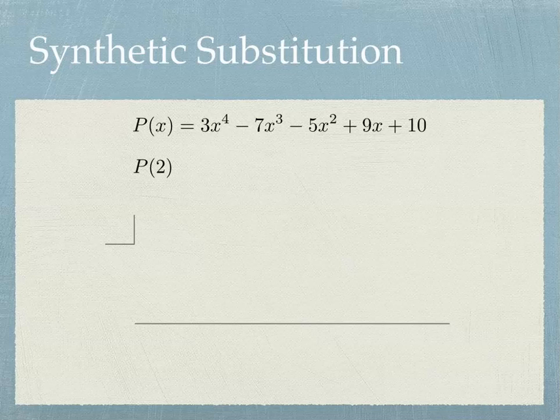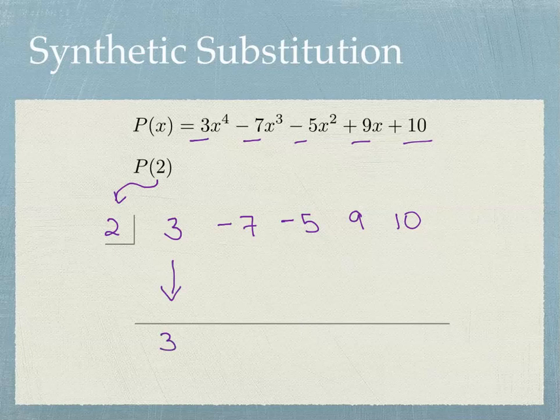So if I want to find p of 2, I'm going to put 2 into this little box right here. And then I'm going to line up the coefficients of this polynomial in order. I'm going to pay attention to the signs. So I'm going to say 3, -7, -5, 9, and 10. Okay? Now, I'm going to do a series of steps that's going to help me calculate the answer. I'm going to bring the 3 down. Boom. Whatever the first coefficient is, the leading coefficient comes down.